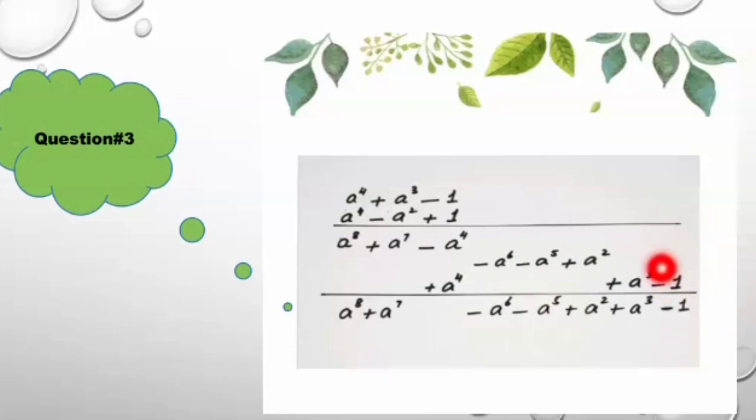Minus 1, a cube, a square, minus a raised to power 5, minus a raised to power 6, minus a4 plus a4 will be cancelled. So the term will be 0, and we will not write 0 here. A raised to power 7 and a raised to power 8. This is the answer of question number 3.